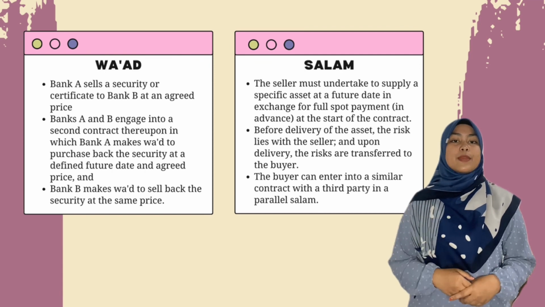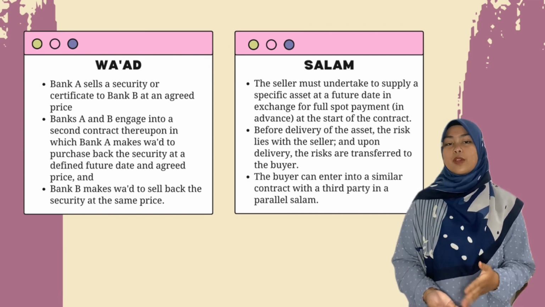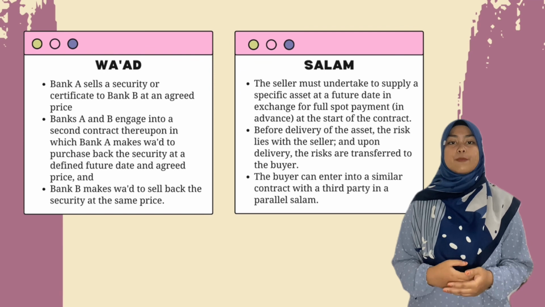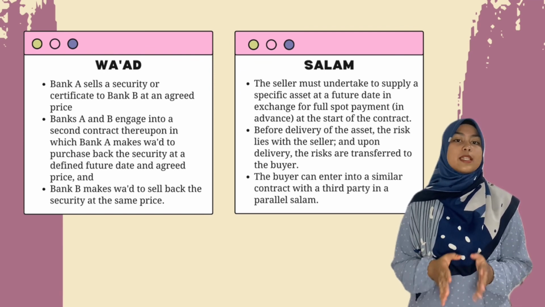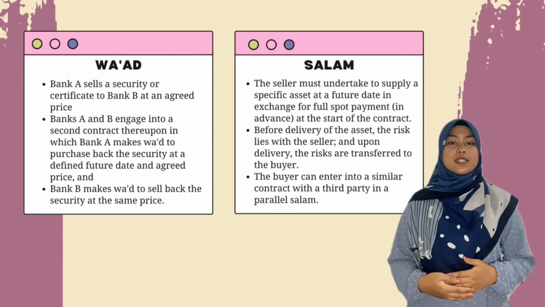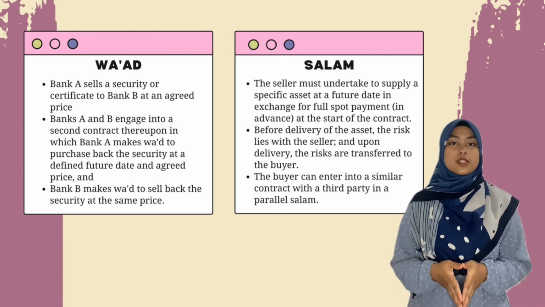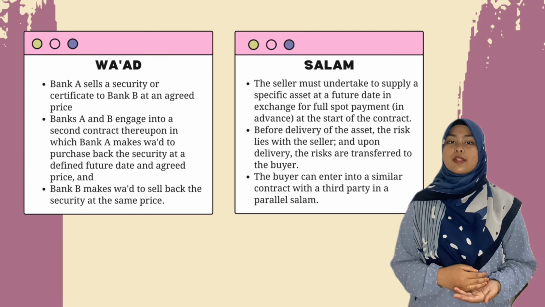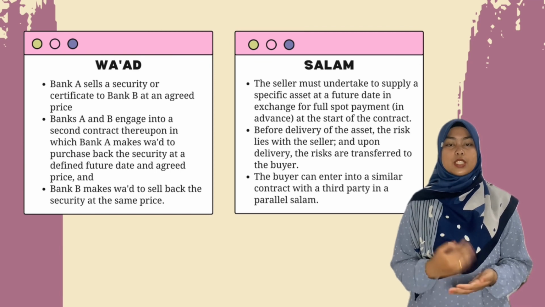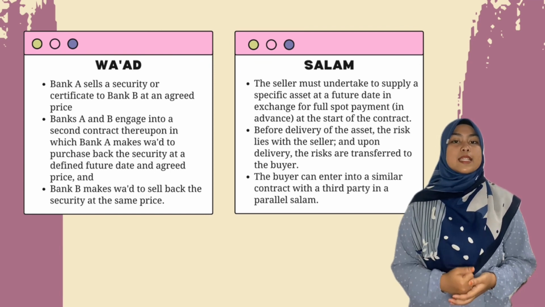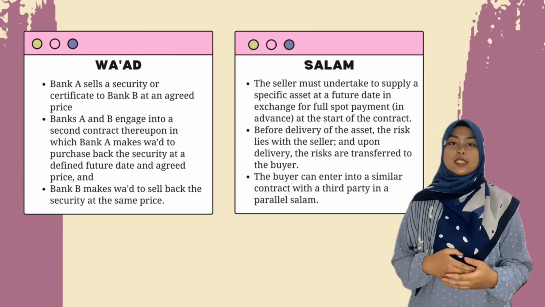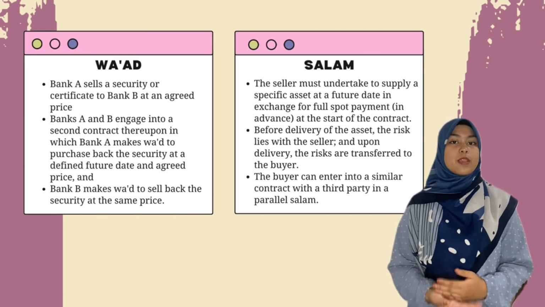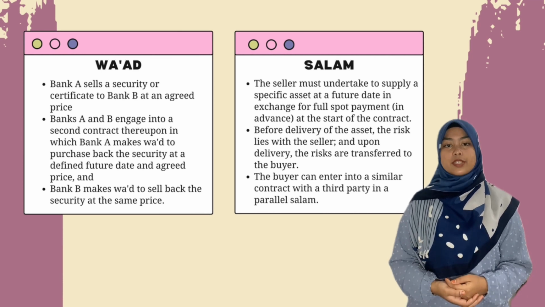Third, salam is a form of forward contract whereby the price of an asset is paid up front at the time of the contract for the asset to be delivered later. Consequently, when using salam in structuring today, scholars prescribe several strict conditions. First, the seller must undertake to supply a specific asset at a future date in exchange for full spot payment at the start of the contract.